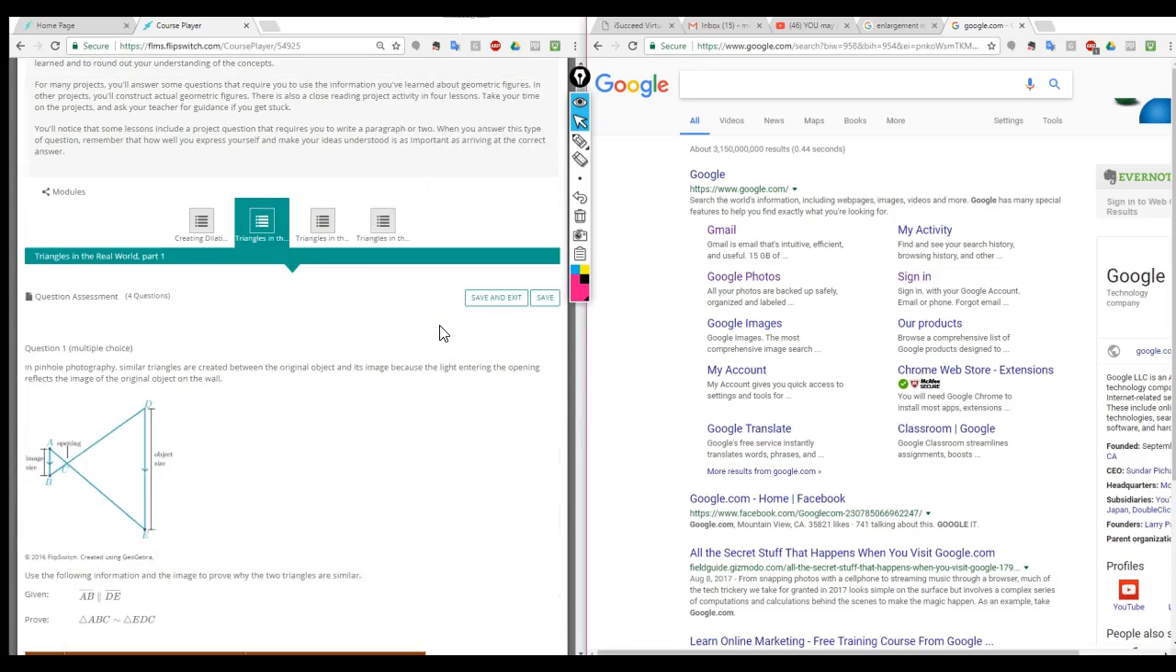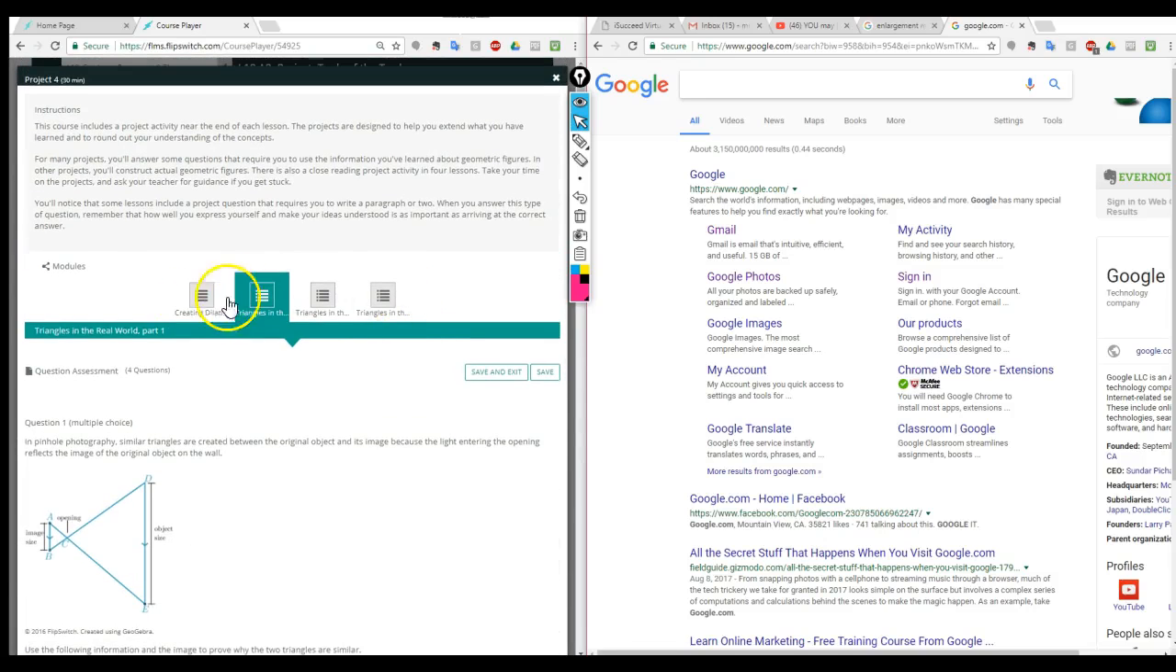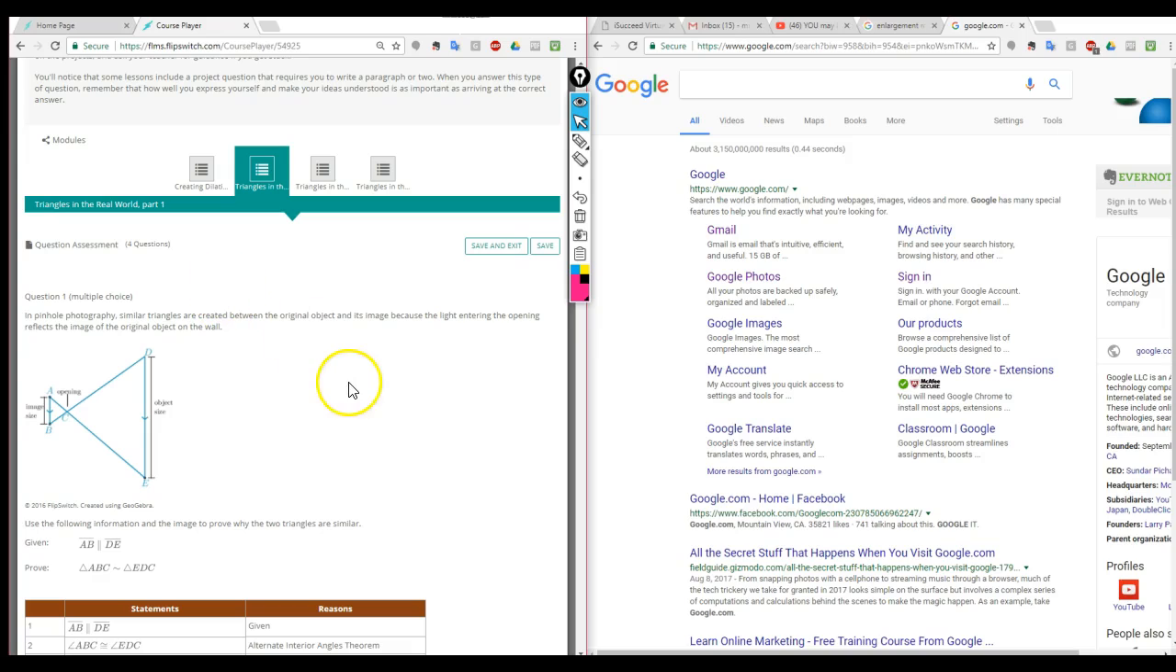Okay, so we're on to the next part of our project 4. I clicked on the second tab, Triangles in the Real World, Part 1. Question 1: In pinhole geometry, similar triangles are created between the original object and its image because the light entering the opening reflects the image of the original object on the wall. Use the following information and the image to prove why the two triangles are similar.